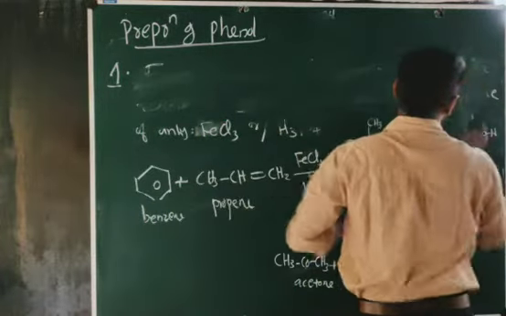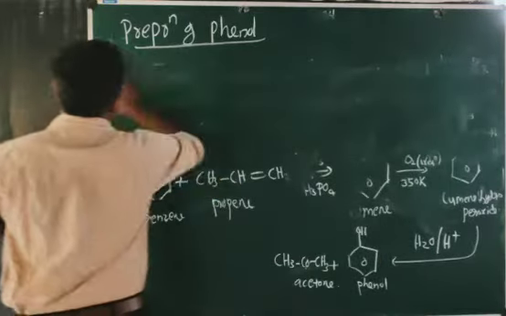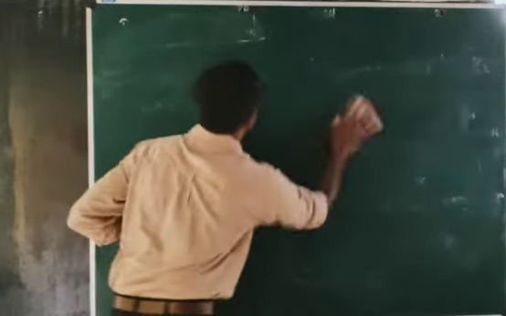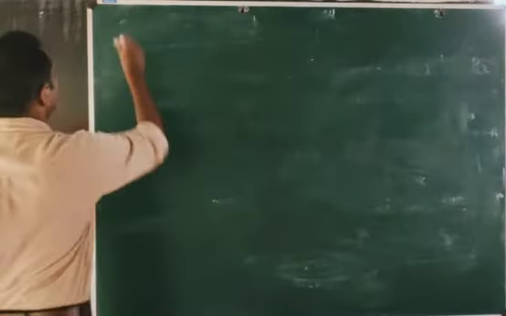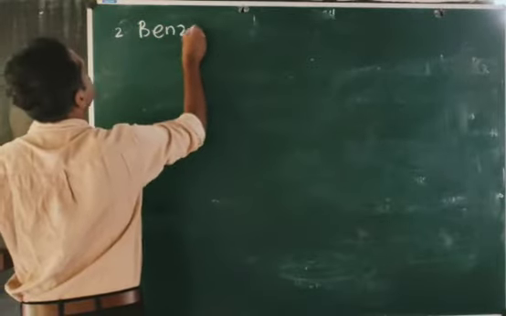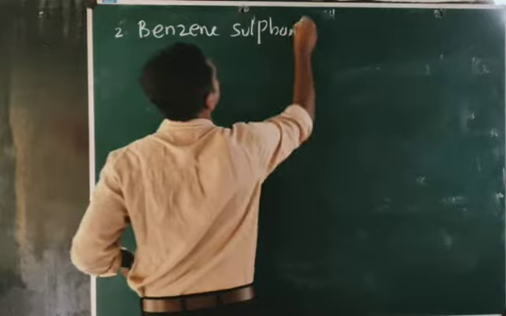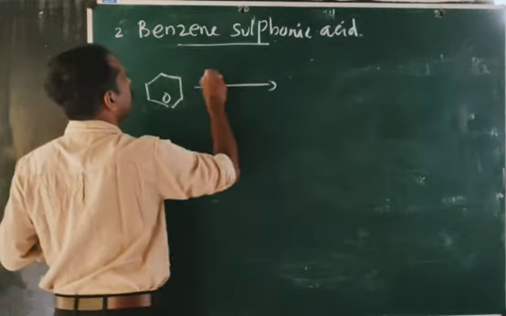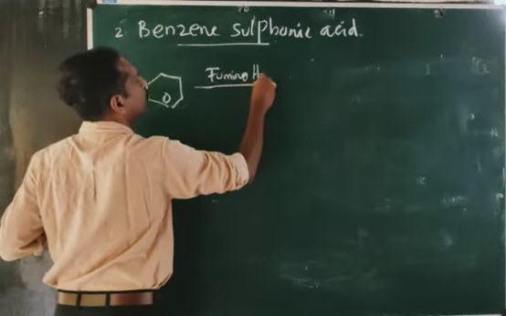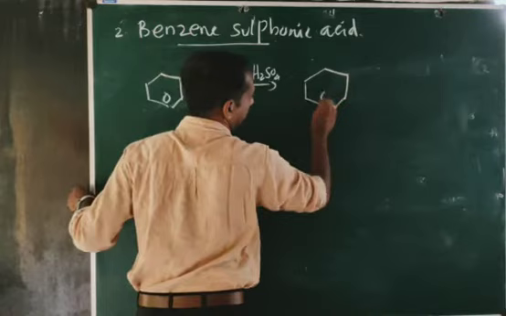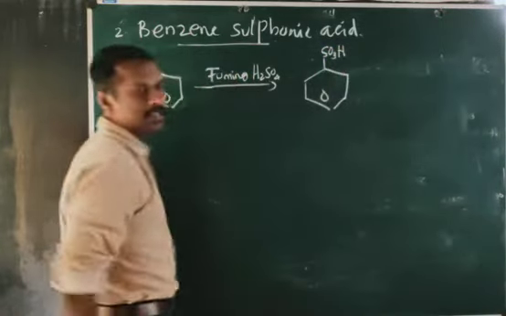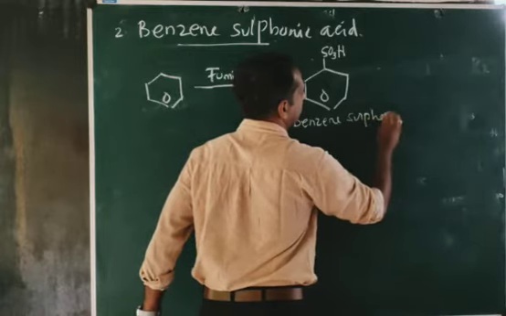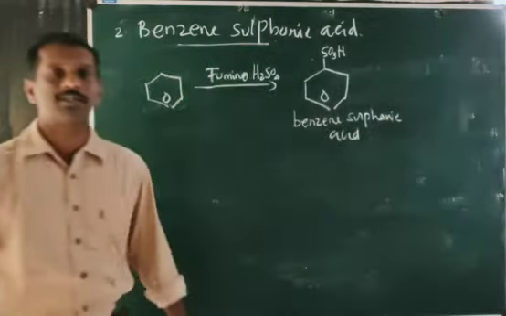Second method, preparation of phenol from benzene sulfonic acid. How do you prepare benzene sulfonic acid? This you all know very well. Benzene reacts with fuming H2SO4. What do we get? We get, on the ring, SO3H. This is known as benzene sulfonic acid.